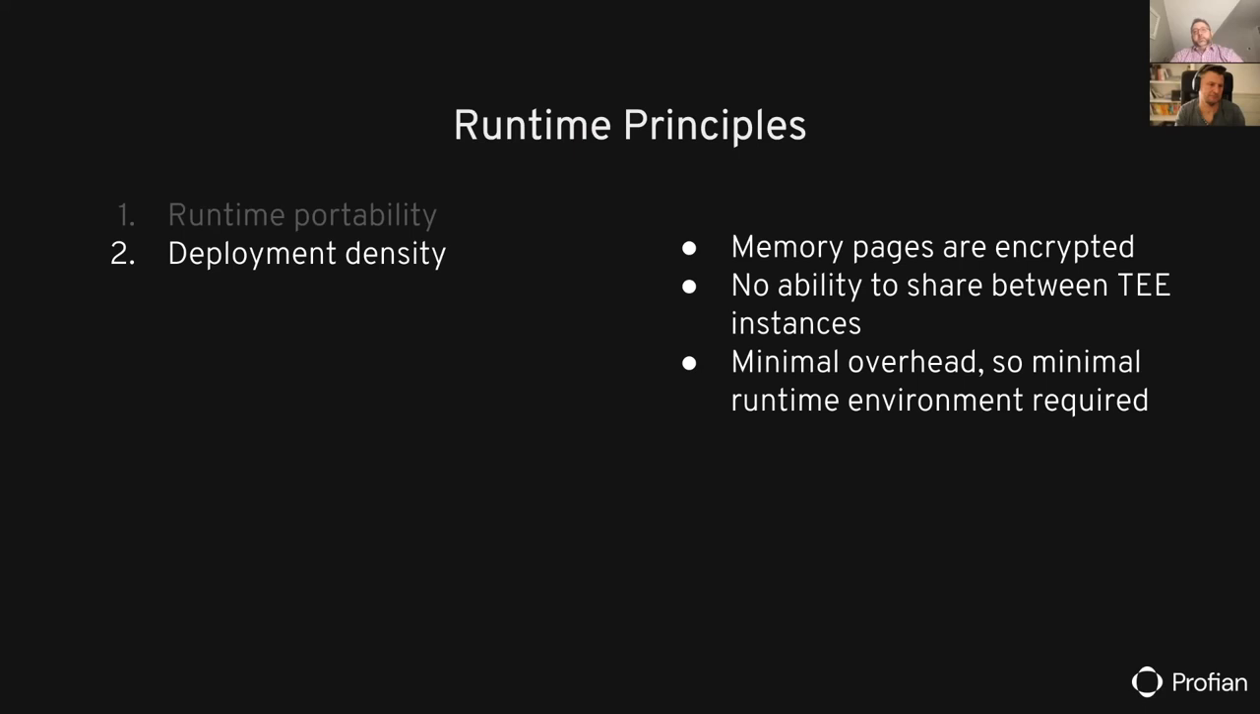And so since we don't have the ability to share pages between instances, the ability to have minimal overhead and a minimal runtime environment, of course, becomes much more important. And we've already seen efforts to do this even outside of the confidential space. Projects like Firecracker, for example, are an attempt to distill down to a very minimal VM in order to increase density. Another example of this is gVisor, of course, which again attempts to do things as minimally as possible and increase density. So we need to figure out some way to increase density. This is one of the problems we intend to solve.